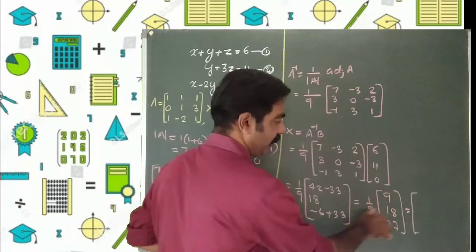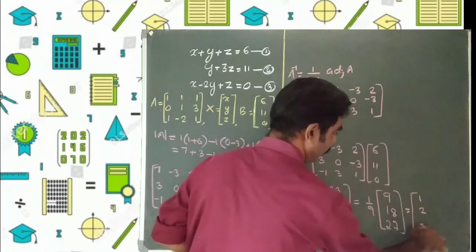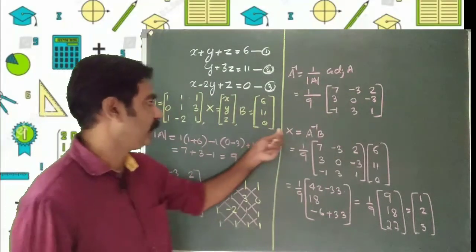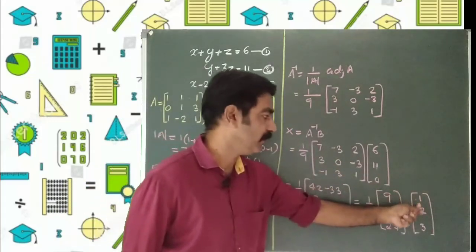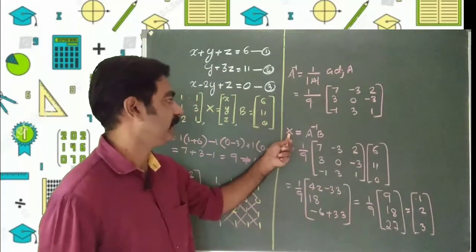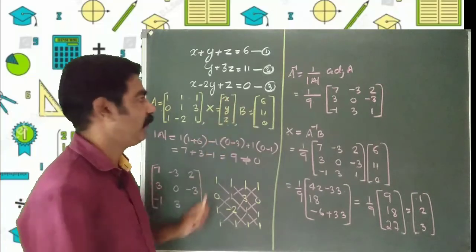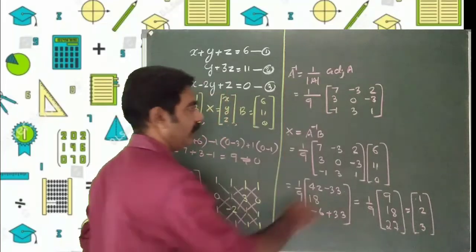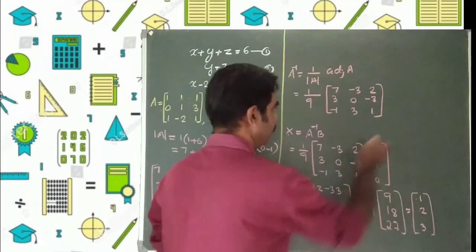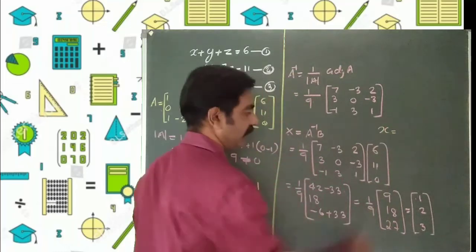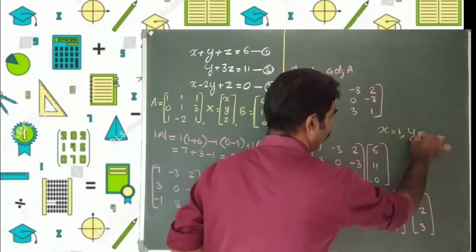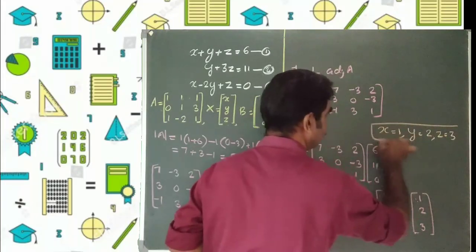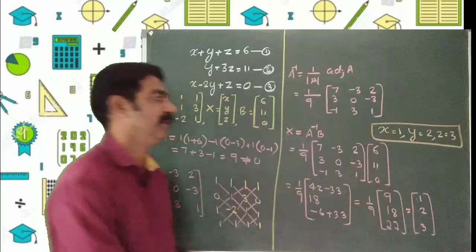Multiply with 1 by 9. So this becomes 1, this becomes 2, and this becomes 3. So we got the matrix 1, 2, 3. So the matrix X is equal to 1, 2, 3. The matrix X is [x, y, z], so the first element represents x, the second represents y, and the third is z. So the answer is x is equal to 1, y is equal to 2, and z is equal to 3. This is the solution of the given equations.